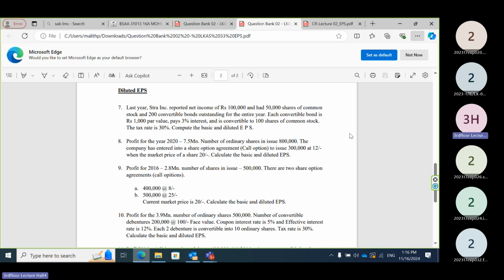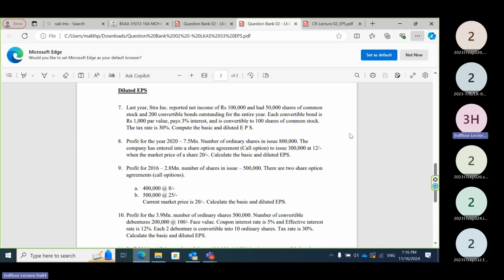$6,000, right? 6,000. You are going to add 100 shares. 6,000. I forgot to adjust some other thing. What is that? Not 6,000. 1 minus T should be adjusted.